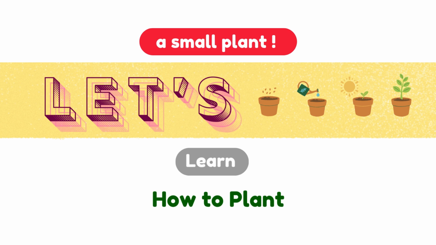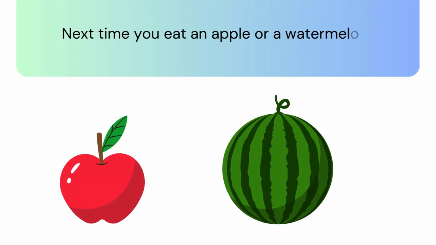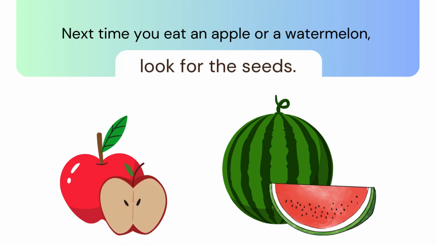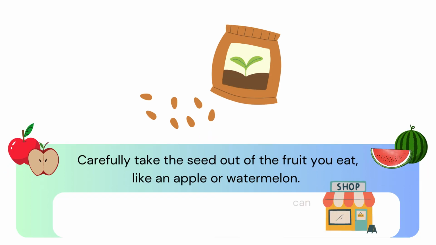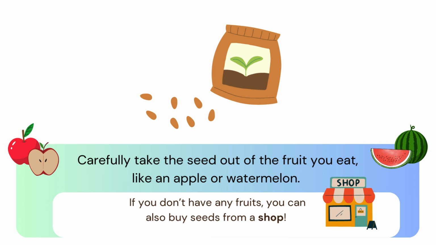Let's learn how to plant. Next time when you eat an apple or watermelon or any fruit, look for the seeds in it. Carefully take the seed out of the fruit you eat. And then, if you don't have any seeds, you can also buy them from the shop.